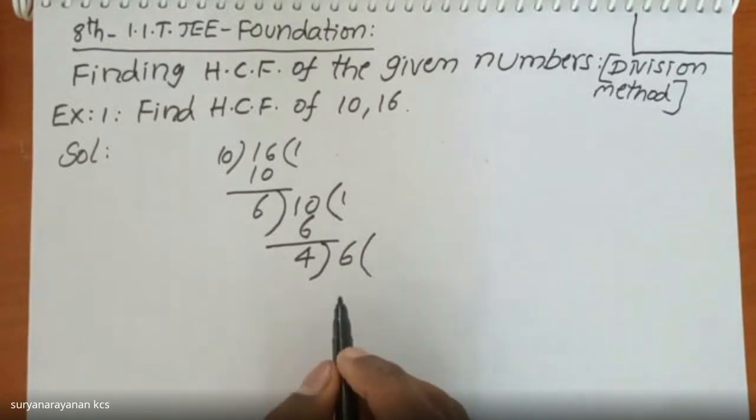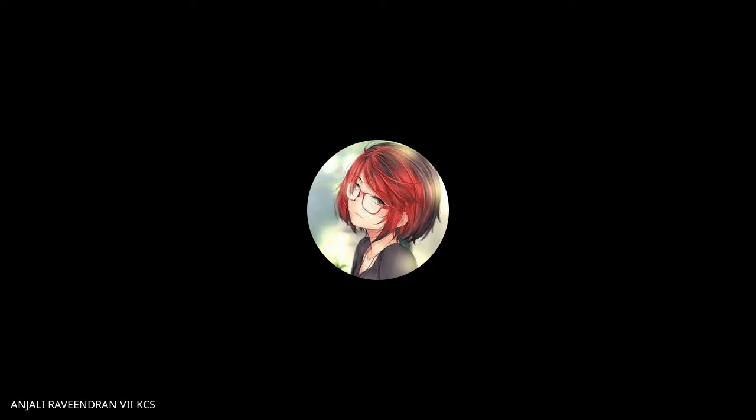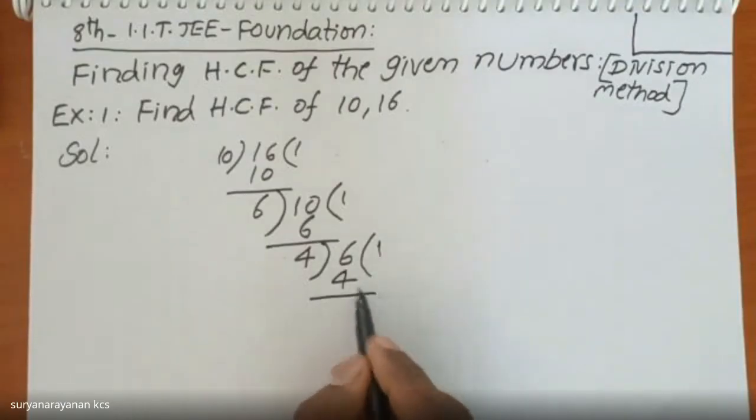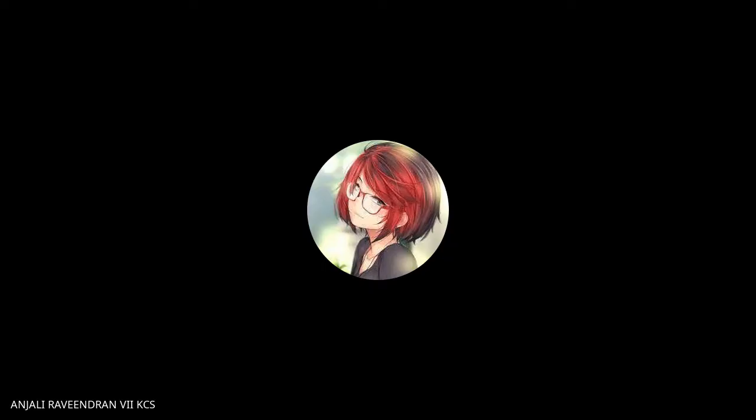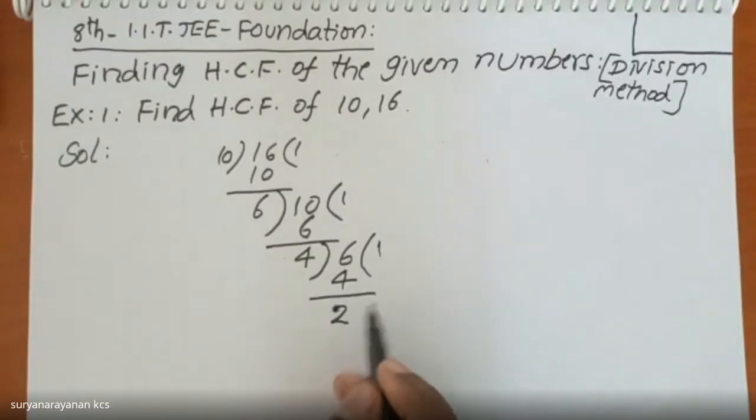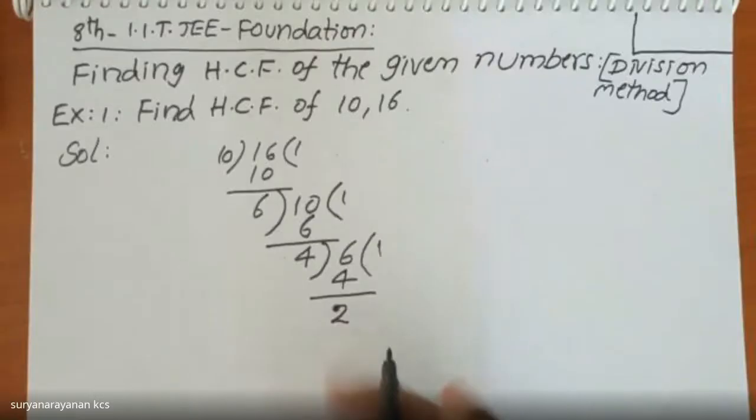How many times does 4 go in 6? 4 ones are 4. Then what is the remainder here? 2. Is there any digit to bring down? No, sir. So this is the new divisor. We take this remainder as the new divisor. What is the previous divisor? 4, sir. Previous divisor is 4.